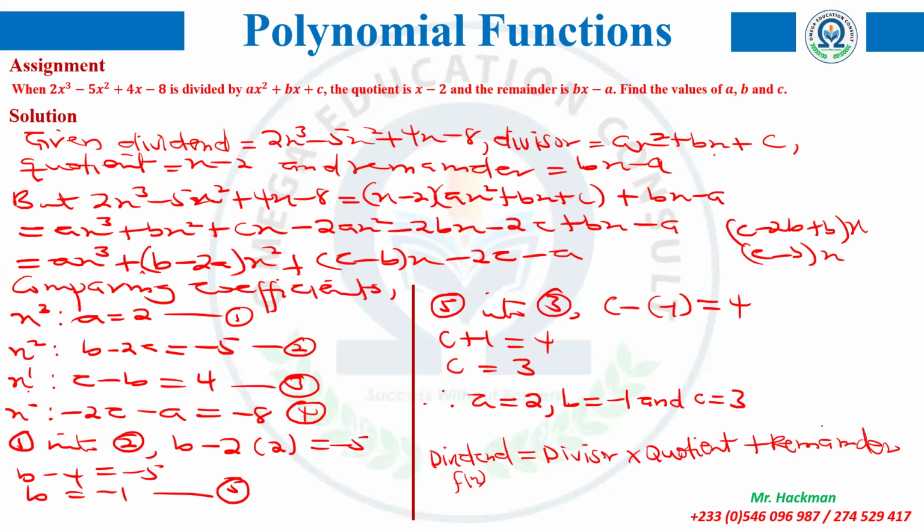Then you go to your linear term, which is the S to the power 1. The coefficient here is 4. S to the power 1, the coefficient here is C minus B. So I'll write C minus B is equal to 4.